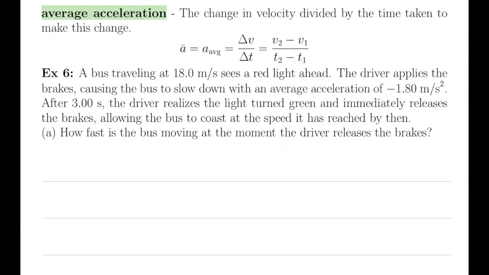Okay, very interesting problem. We're trying to figure out how fast. So we want final velocity. They give us average acceleration. They give us a time. They give us initial velocity. So looks like this formula will be pretty useful. We have average acceleration, we have initial velocity, we have the change in time. We can find the final velocity. So let's use this formula.